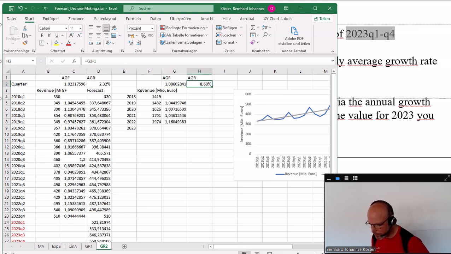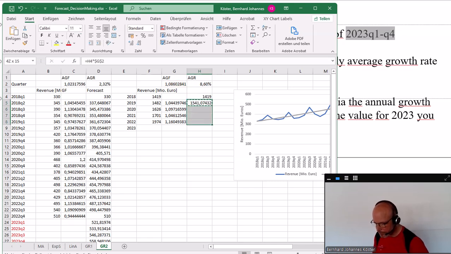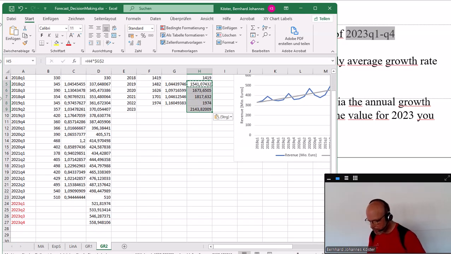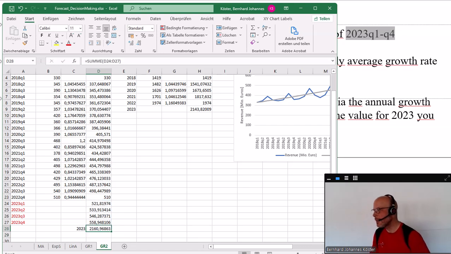And then we have this as the starting value, and this is not C, but G. Well, and this number we shall compare with this number here, and this would be just the sum of these values.